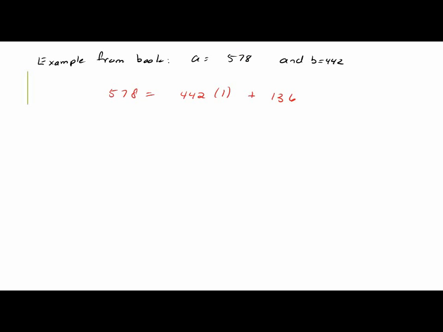So I just took an example from the book, 578 and 442. You take first 578, you divide by 442 on a calculator, it goes in once. You look at what the remainder is. The remainder is 136, so you expand out the first one. Then the 442 comes out here, and the 136 comes here. And you apply the division algorithm again to these two numbers.